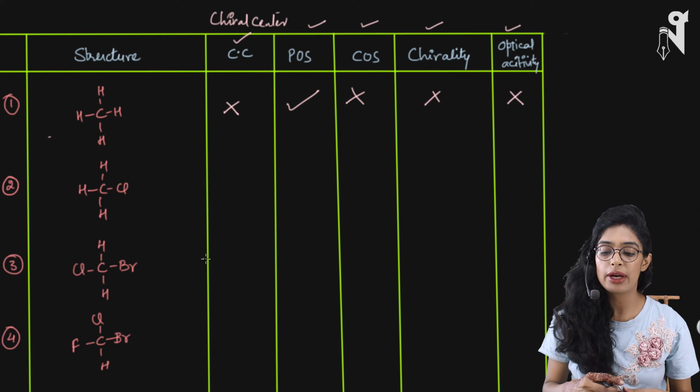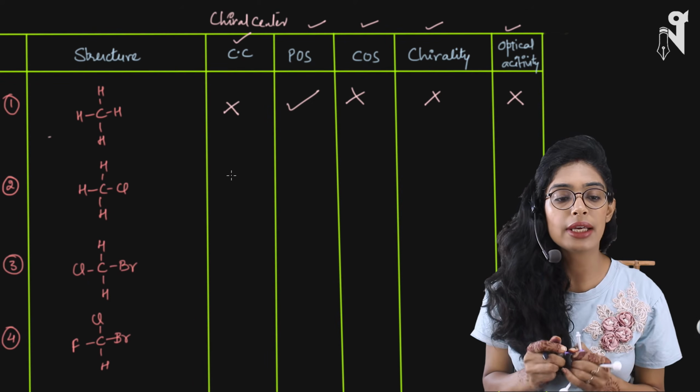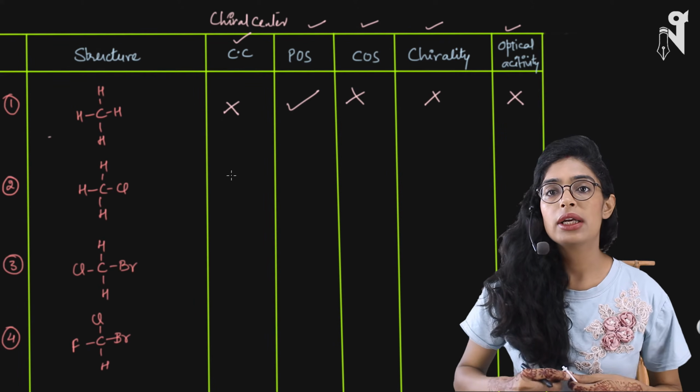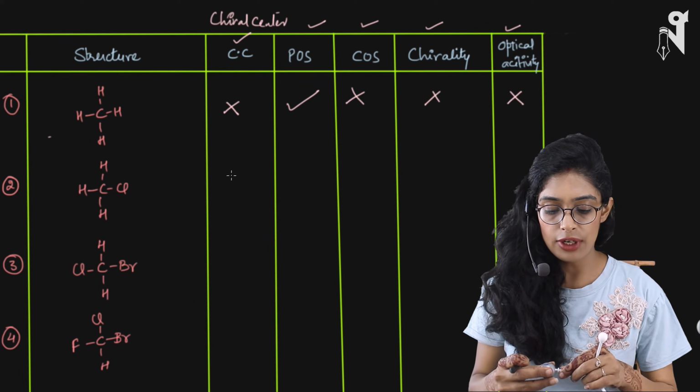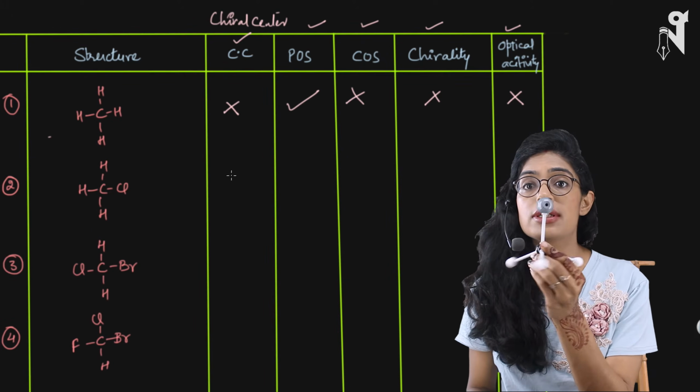Exactly the same way, let's try out the other compound. In this case, we have removed one hydrogen and placed one chlorine over there. So it's something like this. This is how the structure is.